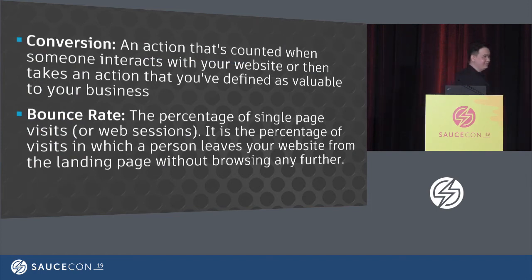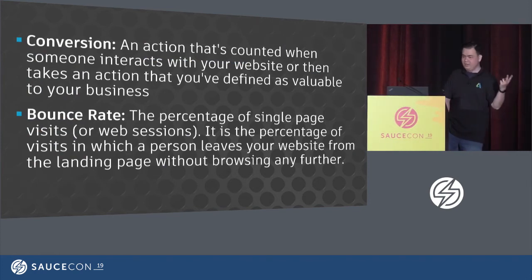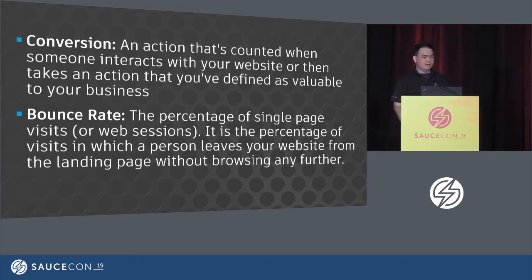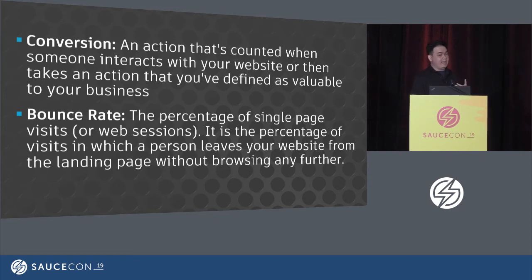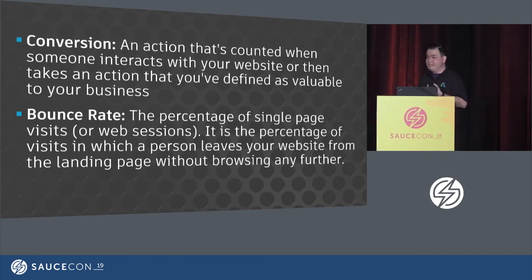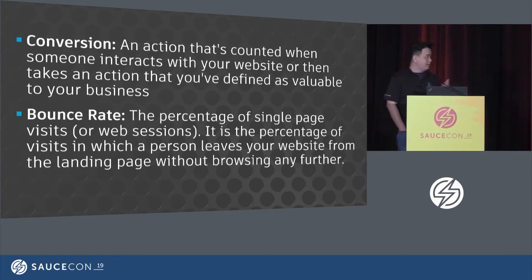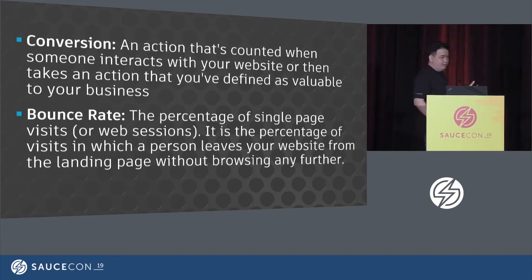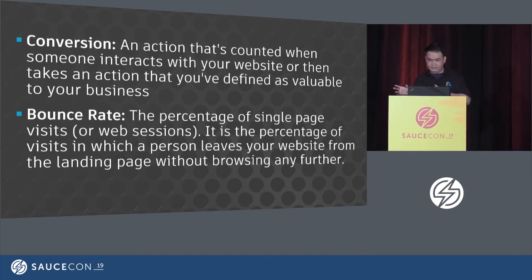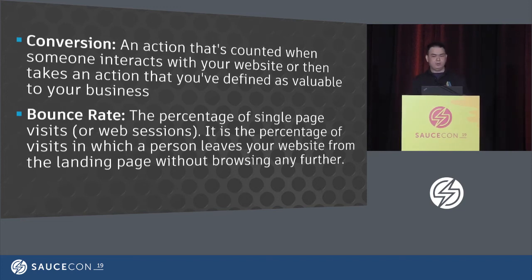Analytics 101 crash course. Before we continue, let me explain two terminologies here: conversion and bounce rate. Conversion is an action that is counted when someone interacts with your website and then takes an action that you define as valuable to your business. For example, when someone clicks on call customer service, or clicks on add to cart, or places an order. Bounce rate is the percentage of single page visits, when a user visits your website and then leaves immediately. Google Analytics calculates and reports the bounce rate of every single web page, or of the overall website.